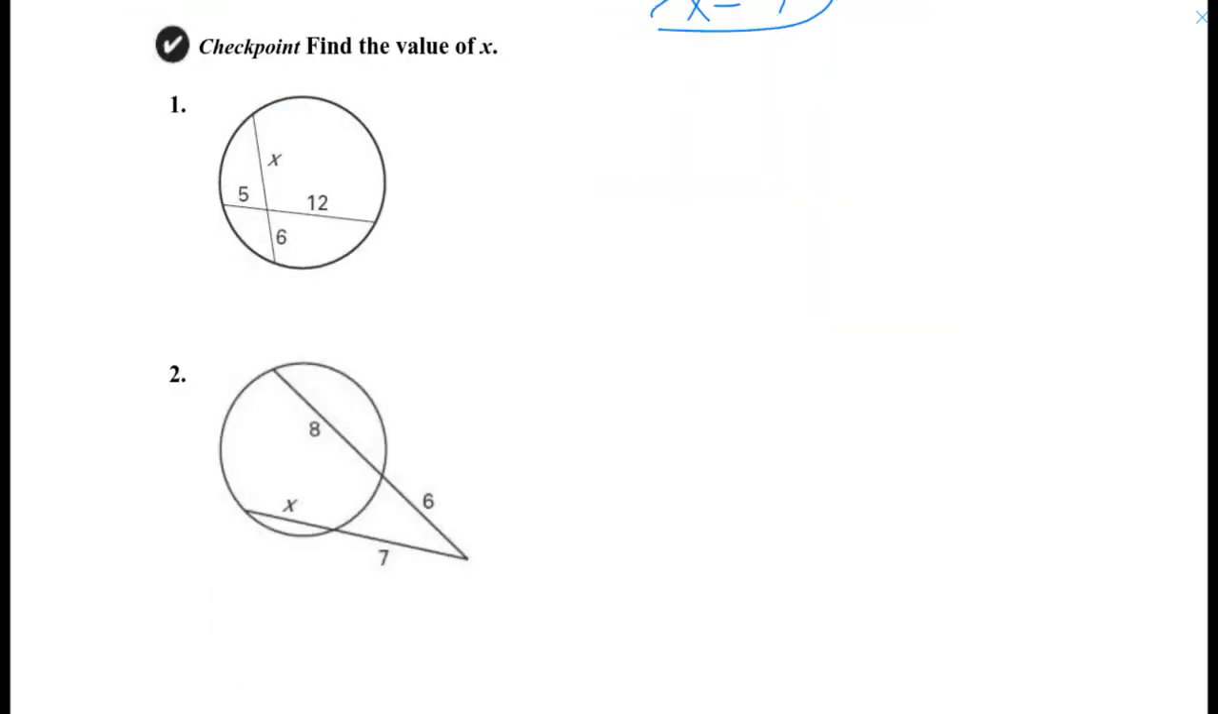There's two below. I want you to go ahead and try those on your own. So pause the video, work those out, and then play the video again to check your answers.